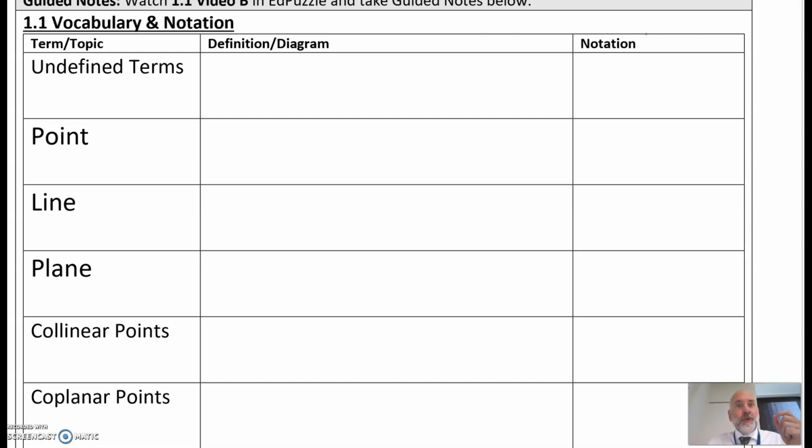In geometry, to avoid this, we have three terms that are not given definitions. We describe them, but we don't give them specific definitions. And those three undefined terms are point, line, and plane. That's why we started with those the other day, or today in class. We're going to describe what we think of them, but we're not going to give them hardcore definitions. So what is a point?